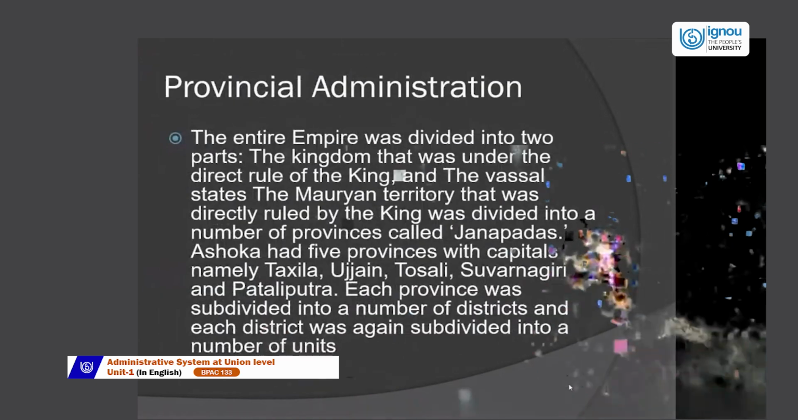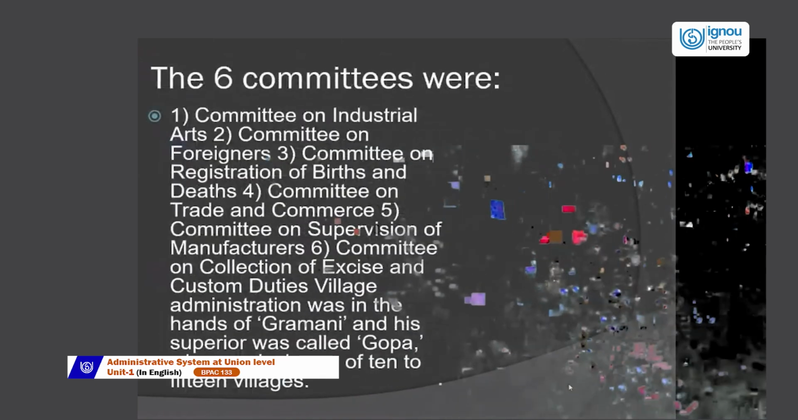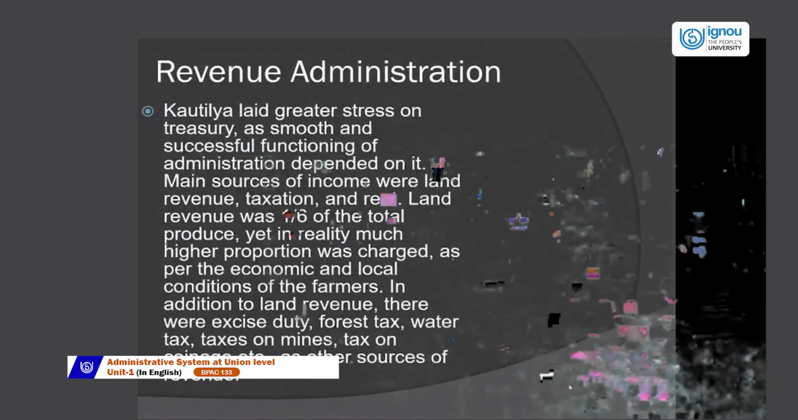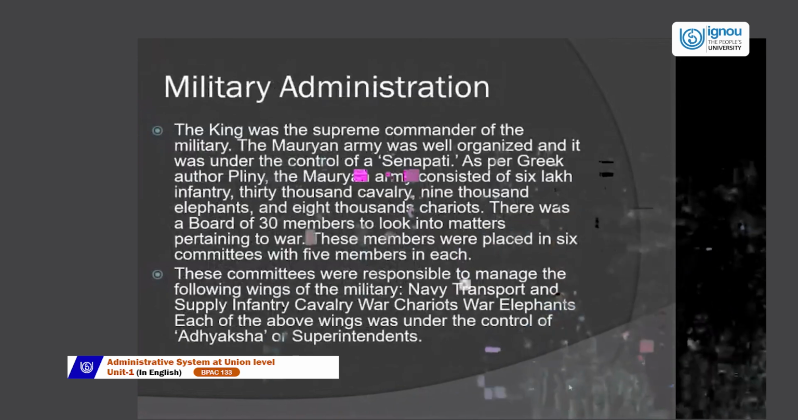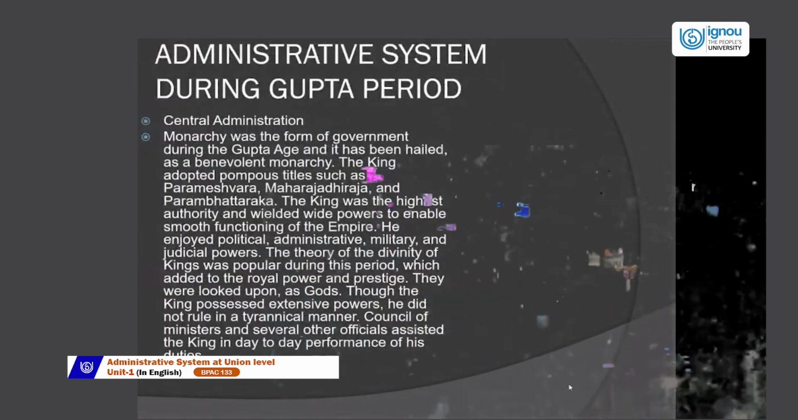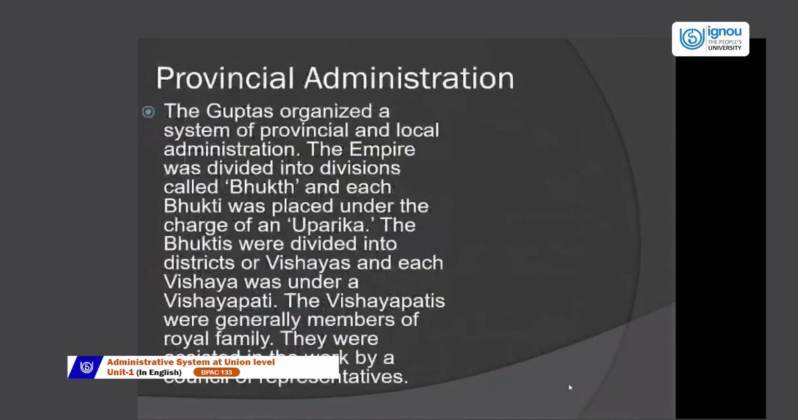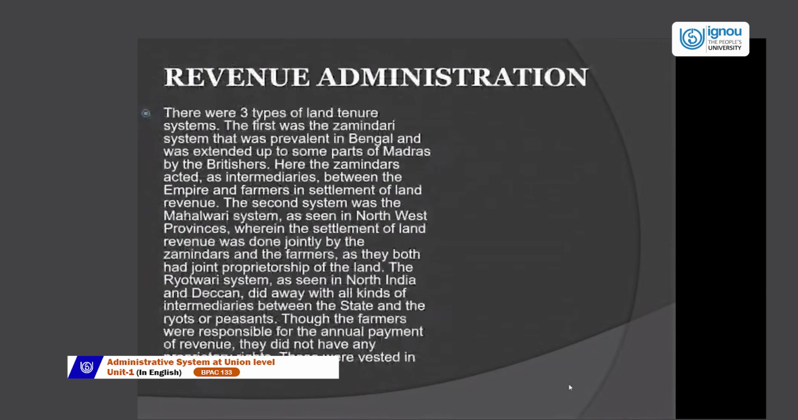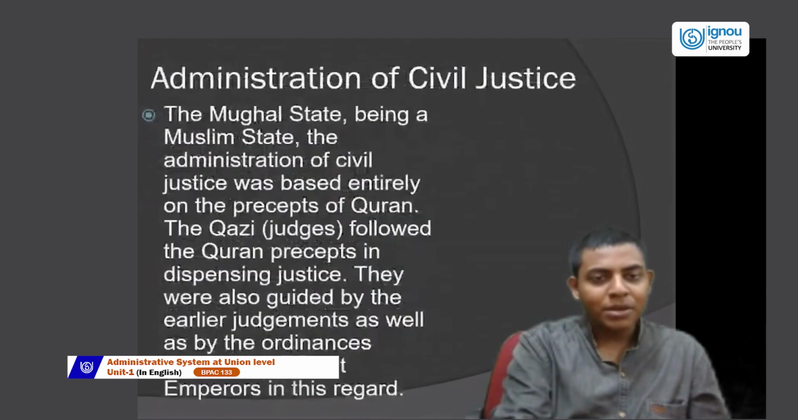The provincial administration, we discussed. The local administration, and the committees that were to assist the local administration, we discussed. We discussed revenue administration and military administration as well during the Mauryan period, and the same things we discussed during the Gupta Empire also. Administration of civil and criminal justice.